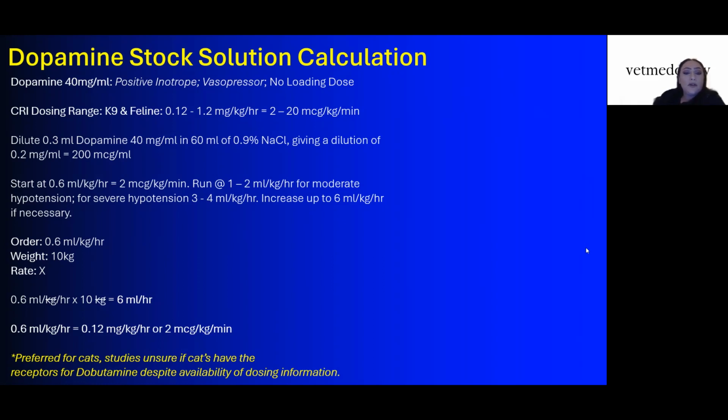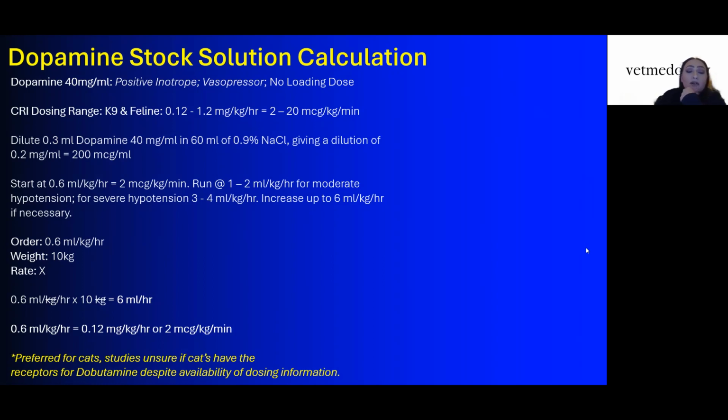So you're going to run 1 to 2 mL per kg per hour for moderate hypotension. But for severe hypotension, you're going to run it at 3 to 4 mL per kg per hour and increase up to 6 mL per kg per hour if necessary.